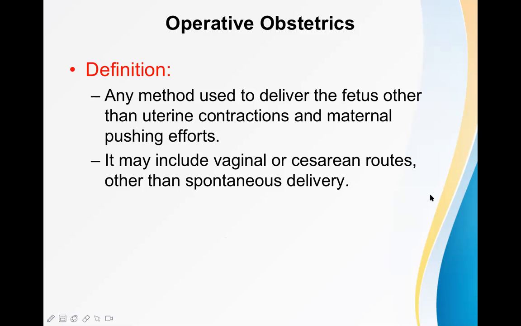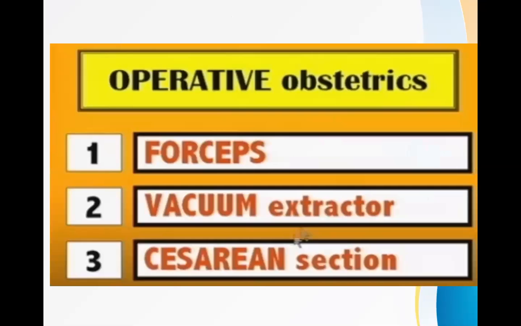One is cesarean section or C-section. Another is a forceps delivery, and another is a vacuum delivery. So these are the three ways: cesarean section, forceps delivery, and vacuum delivery. These are the different things we discuss under operative obstetrics. Forceps delivery, vacuum, also known as ventouse extraction or vacuum extractor, and cesarean section. We are going to talk about them one after the other in this class.